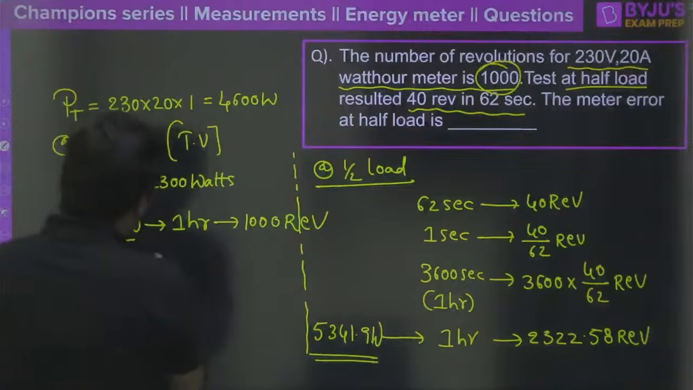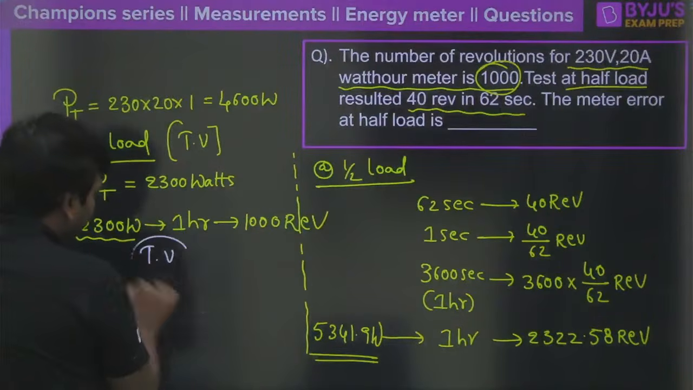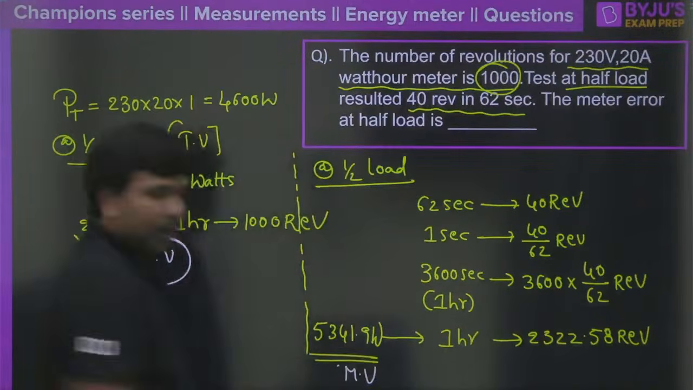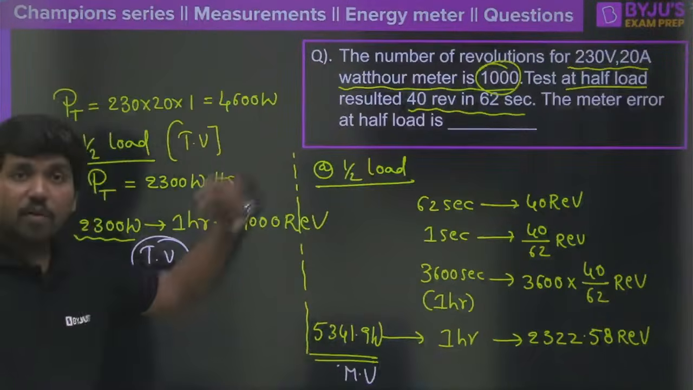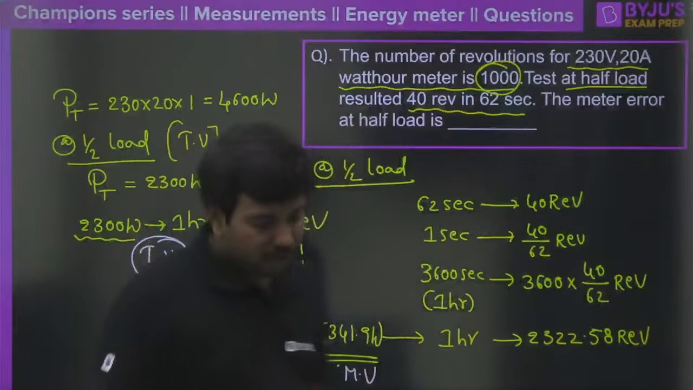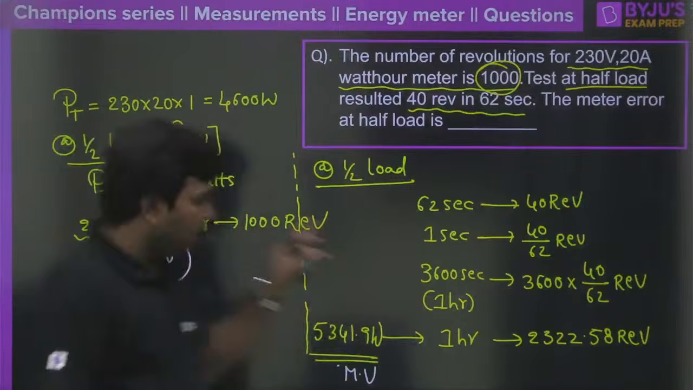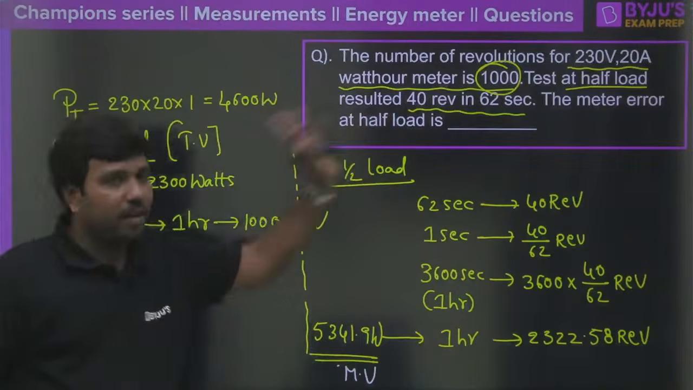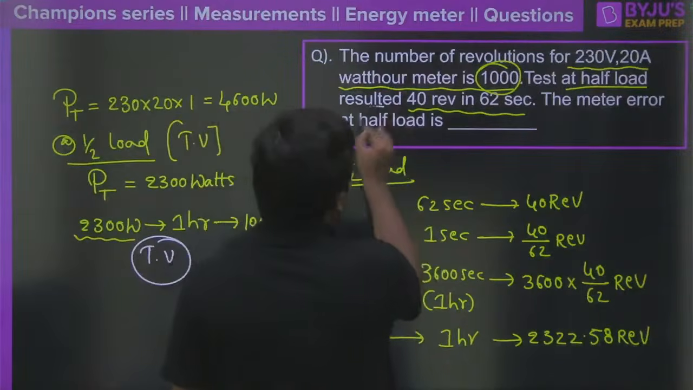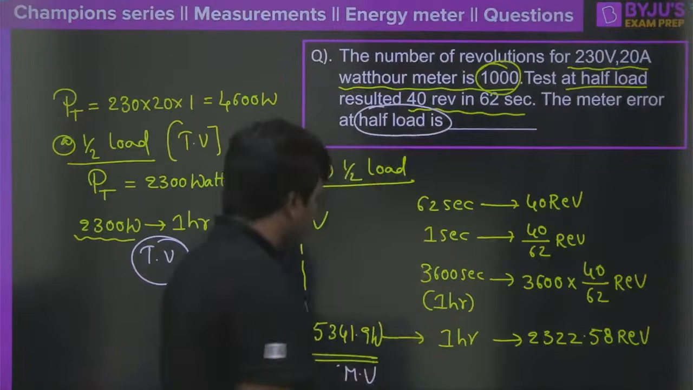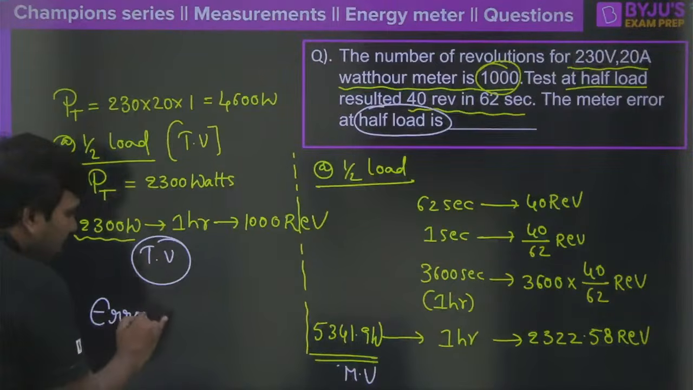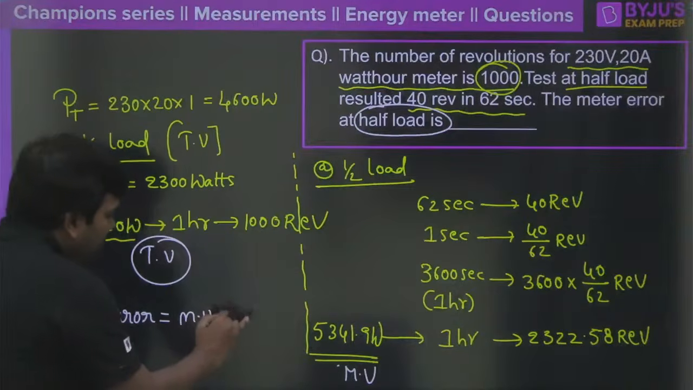This is the true value. This is all about true value. But here this is the indicated value, or we can say measured value. Such a high value it is. Measured value is too high, correct? So now we have measured value, we have true value, then you can calculate the error at half load. Finally you can get the error as measured value minus true value.